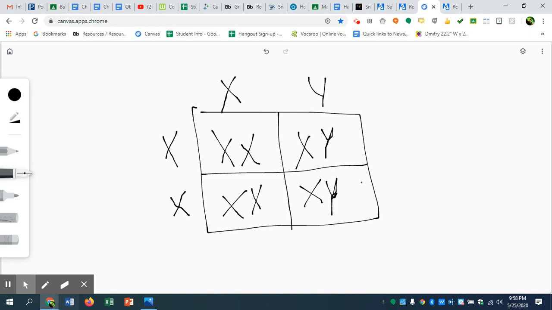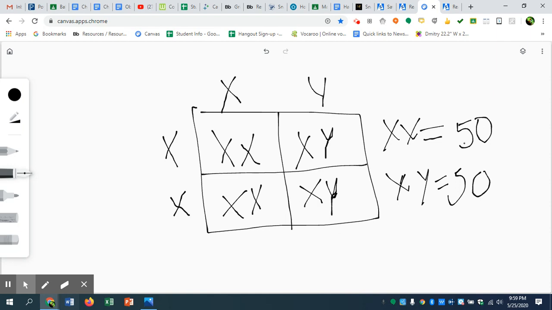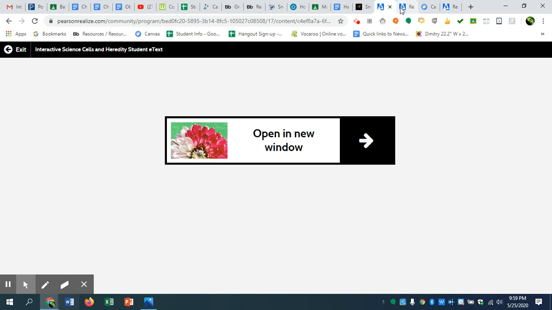So how many boxes have X, X? 2 boxes, so that's 50%. And how many boxes have X, Y? 2 boxes, so that's 50%. 50 plus 50 equals 100, so our percentage works out. So that's just the Punnett square version of why it's 50-50. Okay, it's a 50-50 chance. So remember, if you have one Y chromosome, that means you're male. And if you lack that Y, well, the only other combo is going to be 2 X's, and that means that you are female. Okay, so let's go back to the workbook.